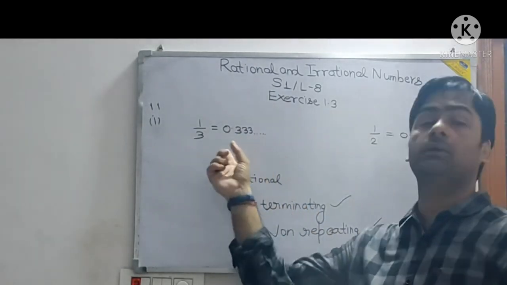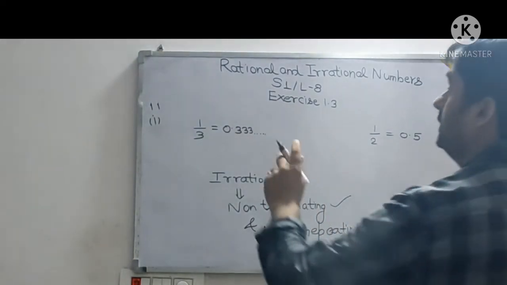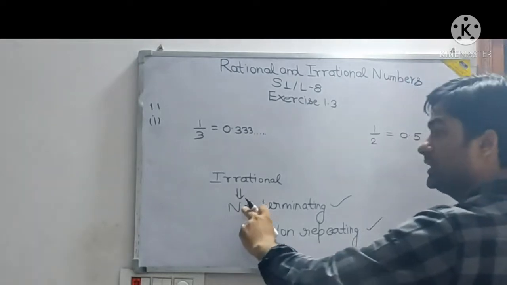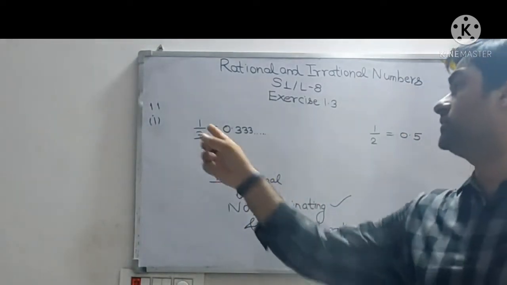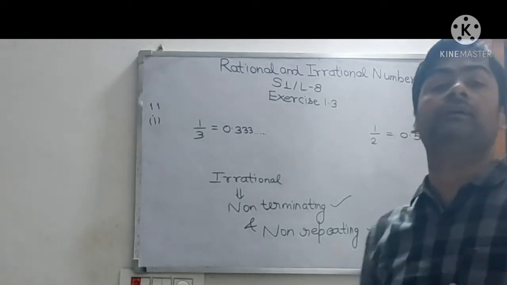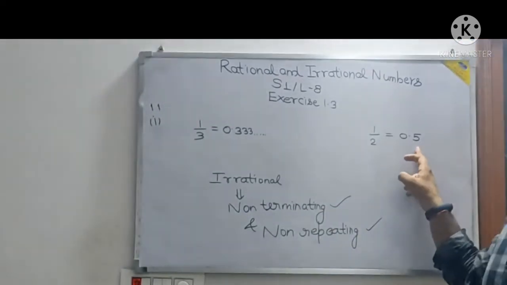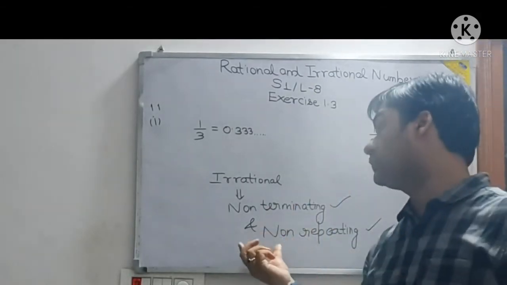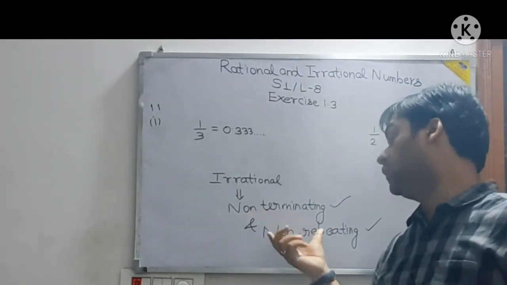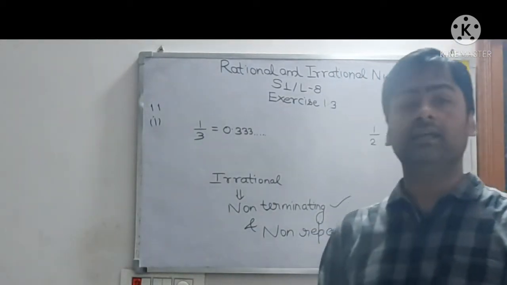If you find that 1 by 3, what is 1 by 3? 1 by 3 is non-terminating but repeating. So this is a rational number. 1 by 2 is 0.5. That is again a rational number, because it is terminating. And what you have to insert is a non-terminating, non-repeating number. So I'll give one example.